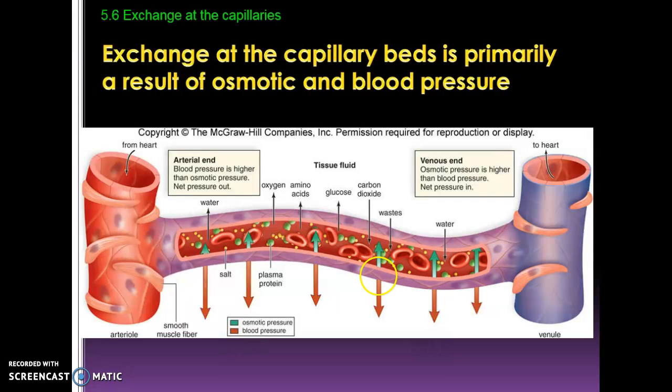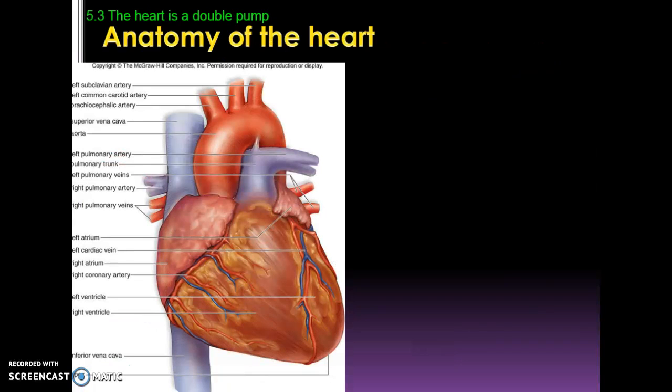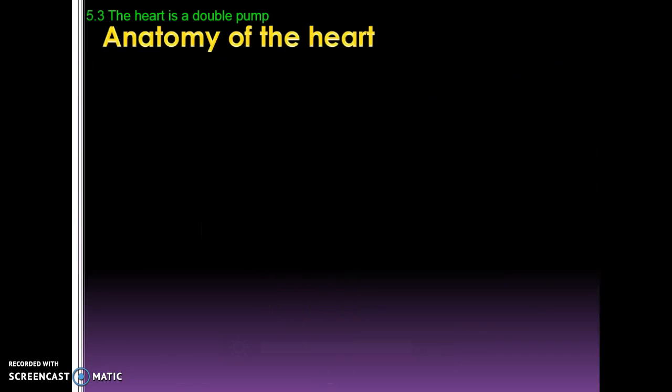But now if you were to have high blood pressure, maybe you can get a disruption of that equilibrium. The blood pressure and the osmotic pressure may not be the same if you have uncontrolled or even somewhat controlled high blood pressure. Here's the picture of the anatomy of the heart.